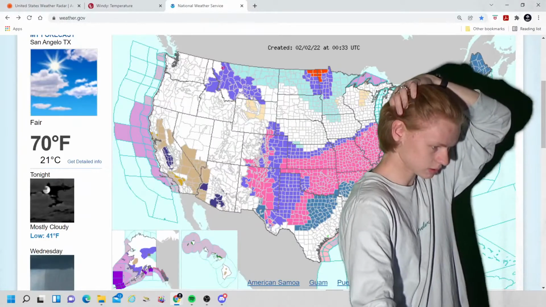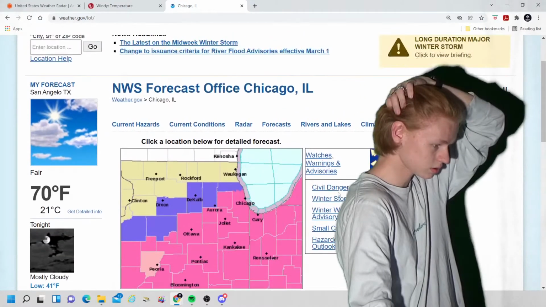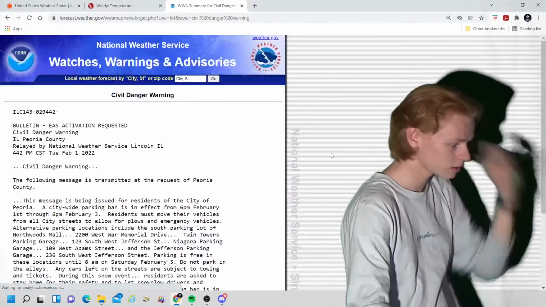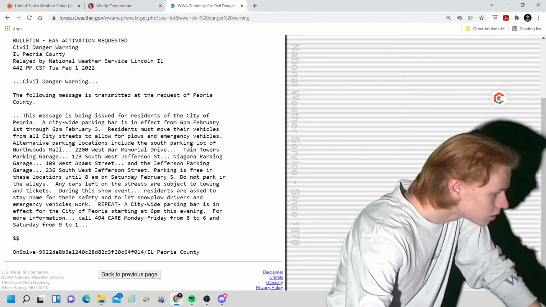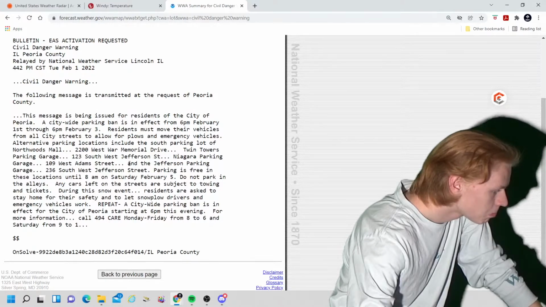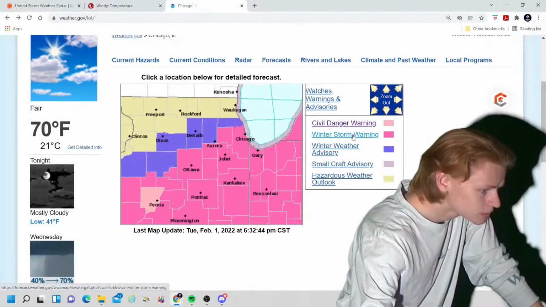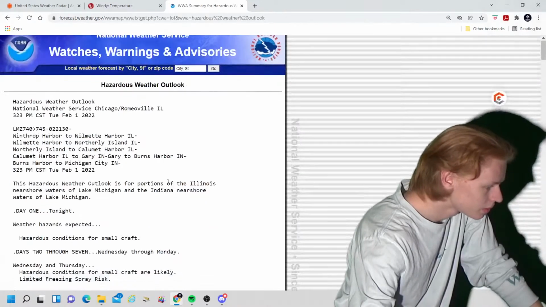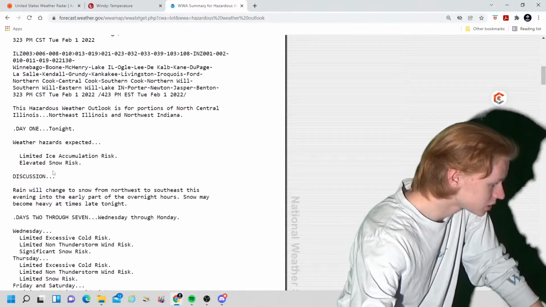Is this Chicago? I think Chicago's like right there. Civil danger warning. What is that? Parking ban. It's interesting. Never seen that before. Winter storm warning, winter weather advisory, small craft advisory, hazardous weather outlook. Hazardous conditions. Oh yeah, definitely hazardous conditions for sure.